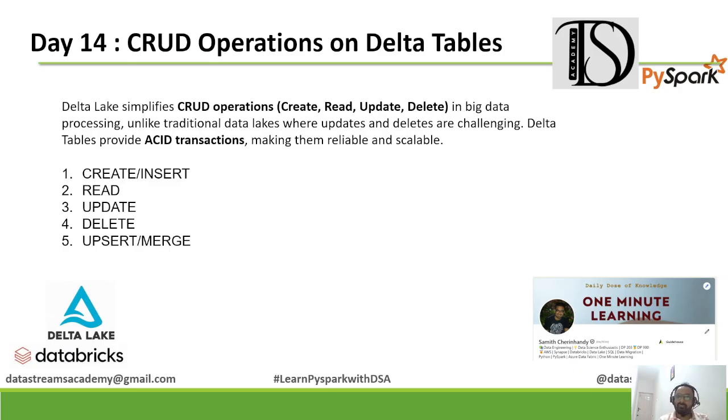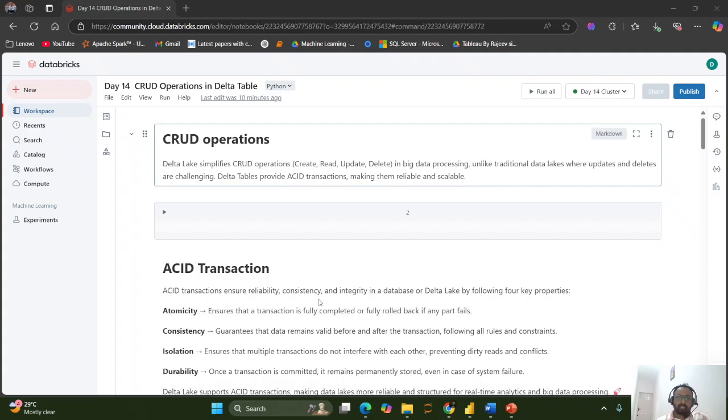So since we have talked about that, today we are going to see the practical example of how we are going to do create, insert, update, delete, all these operations on a delta table. Okay, so we'll move on to the Databricks. Yeah, so I just have written this information in Markdown.